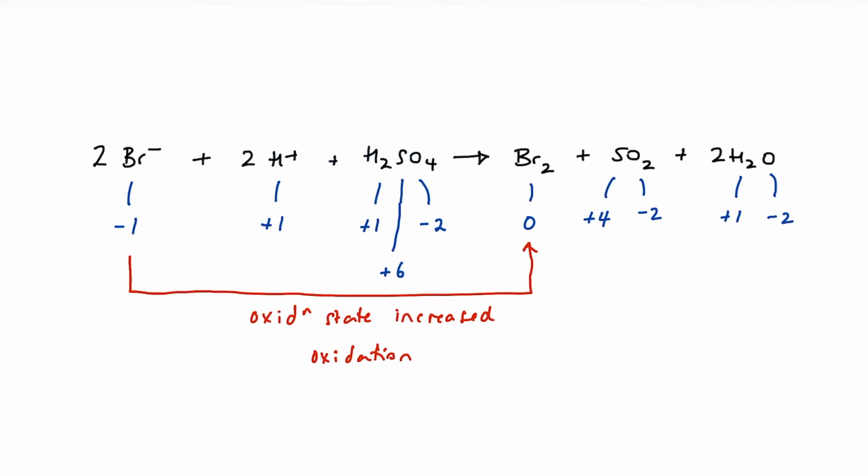If something has been oxidized and somebody else has been reduced, reduction is a decrease, obviously, in oxidation state or number during the course of the reaction. And we can see that that is what has happened to sulfur. Sulfur started off at +6 and ended up as +4. So oxidation state has decreased. So this is reduction.